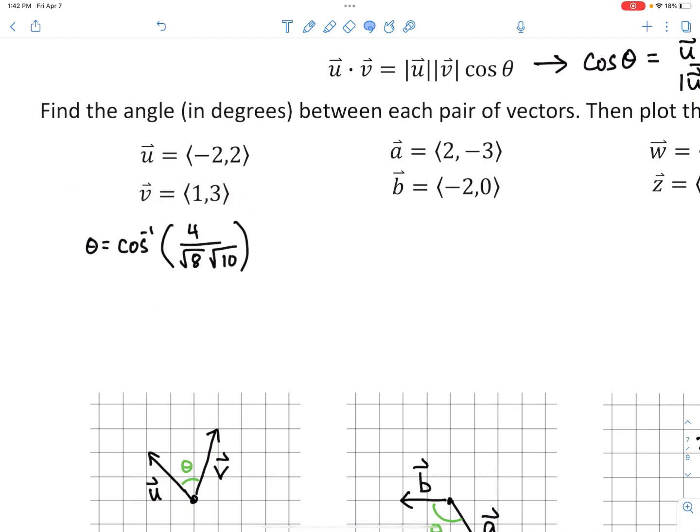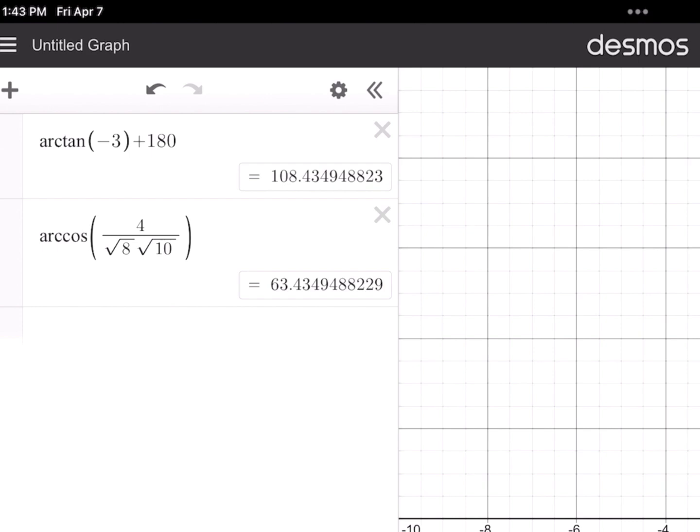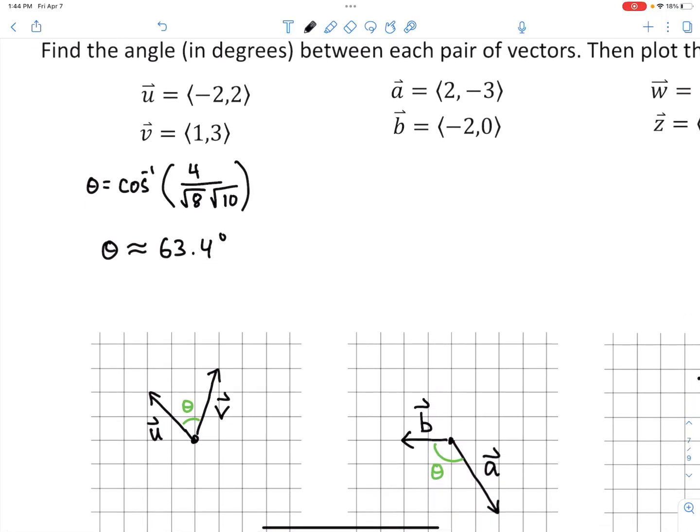Now the inverse cosine is an inverse trig function that is already programmed to return angles between 0 and pi, which is exactly the kind of angles that we're after. So going over to Desmos, I've already typed this expression in. Make sure you're in degree mode, which I am. And this gives us 63.4 degrees approximately. Which you can look at this picture, that makes sense. It's less than 90 degrees. This is an acute angle, meaning it's an angle between 0 and 90 degrees.